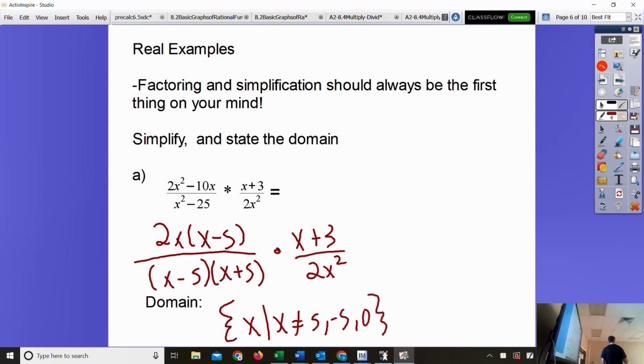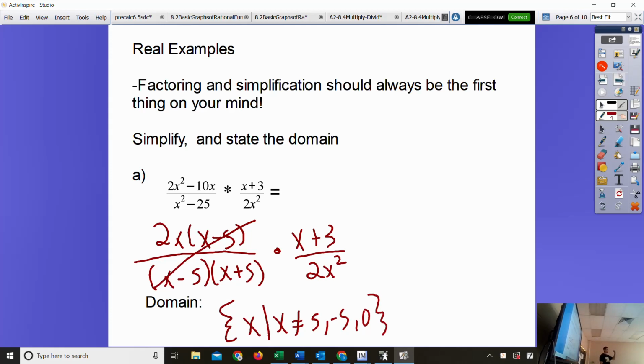So the 5 and the negative 5 came from that factorization on the first fraction. The 0 came from 2x squared. Because if x was 0, what would that piece be doing? X was 0. So that's one thing you can't be. And we may not see that when we're done. What can be chunked on the first fraction? X minus 5 can be chunked. You may not see it, but there's more.